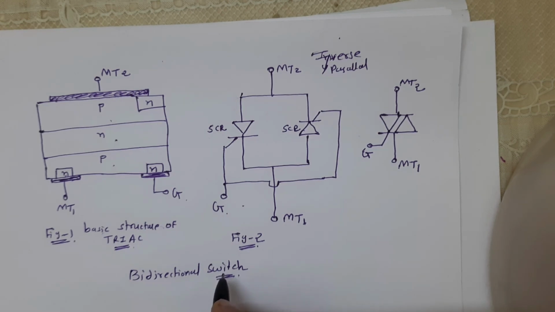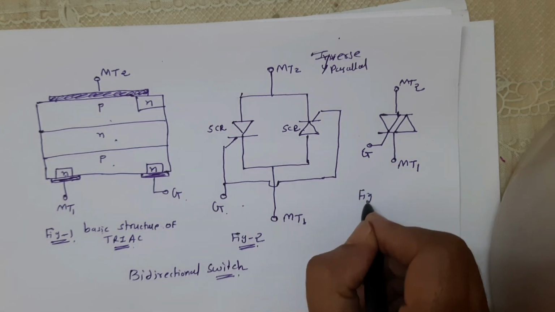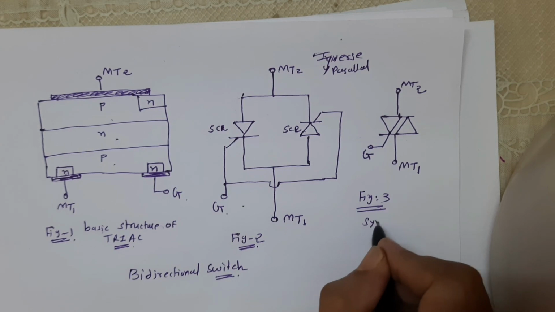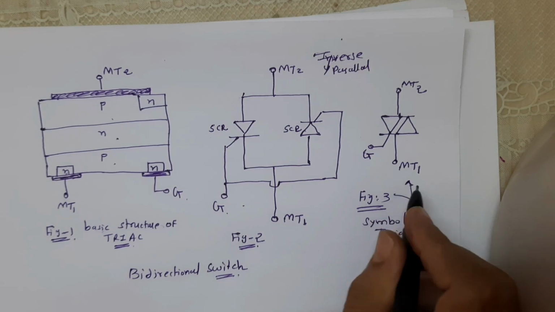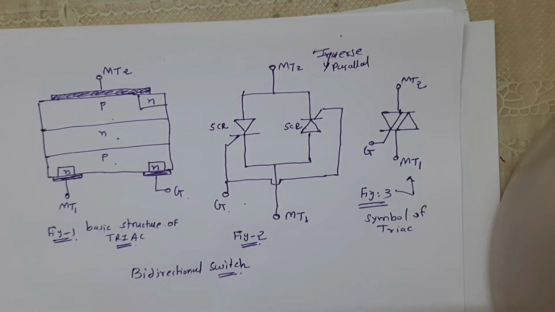Figure 3 shows the symbol of a triac. The symbol consists of two parallel diodes connected in opposite directions with a single gate lead. It can be seen that even the symbol of the triac indicates that it can conduct current for either polarity of the main terminals, MT1 and MT2. That means it can act as a bidirectional switch. The gate provides control over the conduction in either direction.